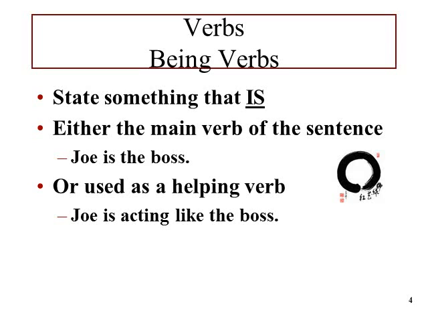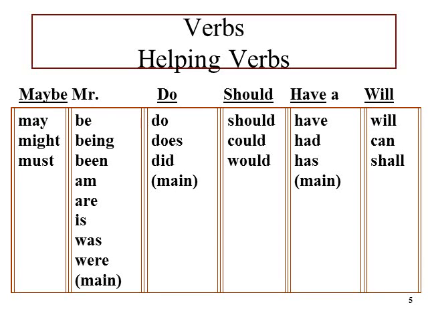So the being verbs simply state something that is, and they might be the main verb of the sentence or a helper. And then in the case of Joe is the boss, we talked about this. This is like Joe equals the boss. There it's the main verb, but you can see down here in the second one, it's actually helping form with the action verb acting. Joe is acting like the boss. So your being verbs can be helpers or the main verb of the sentence.